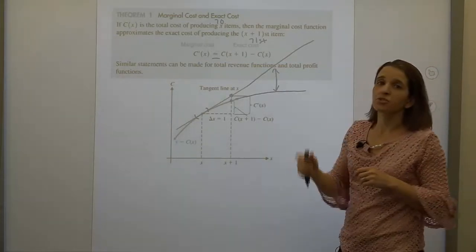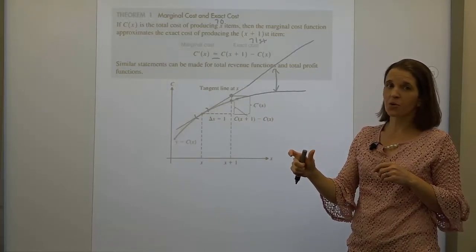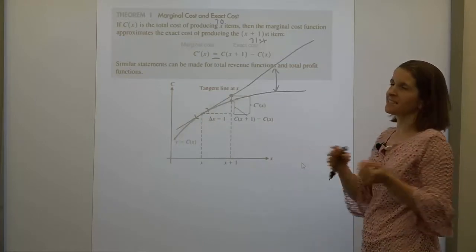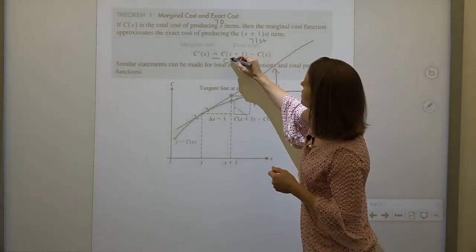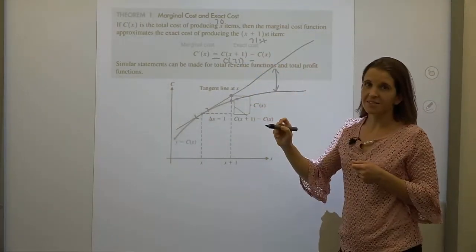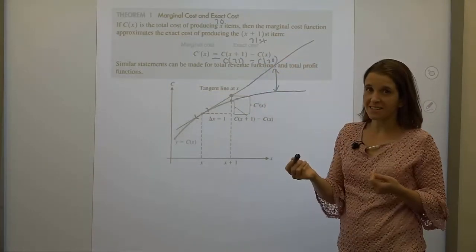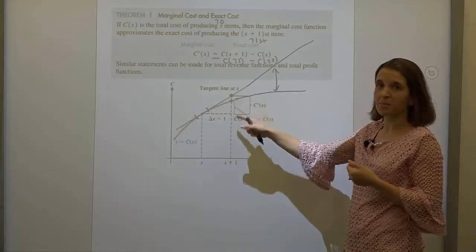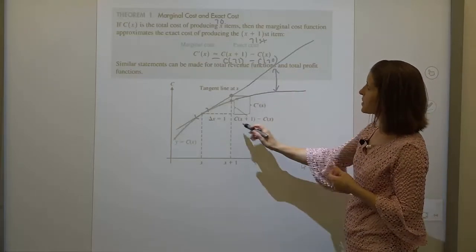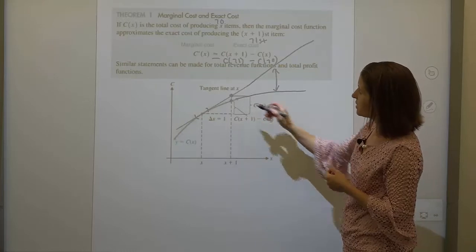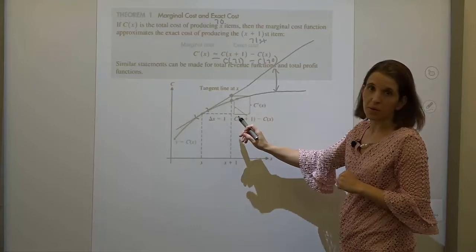So if I want to know just how much it costs to make the 71st item, the total cost is not going to help me because it did 1 through 71. So what would we do? Well, we would find the cost of 1 through 71, take off the cost of 1 through 70, and what's left must be how much it costs to make just that one more. So if we compute it that way and do C of x plus 1 minus C of x, we would land here and see how much it costs to make that one more item.